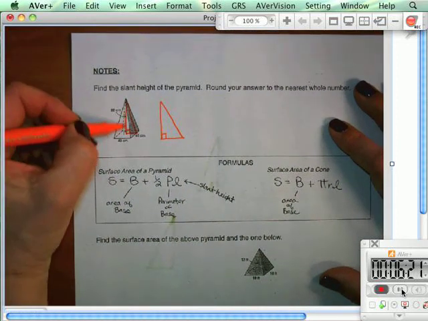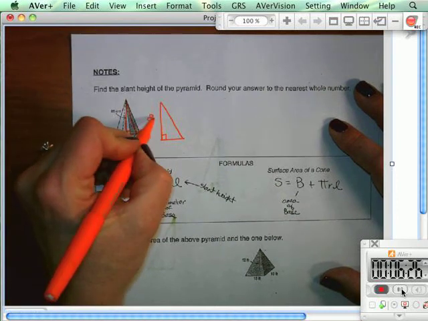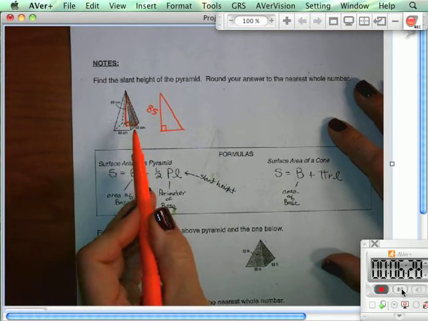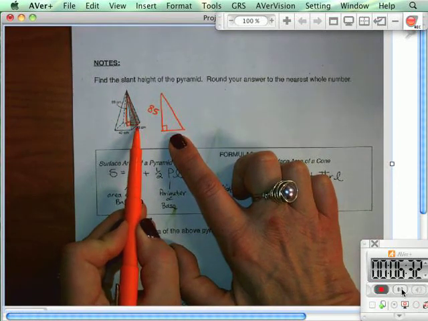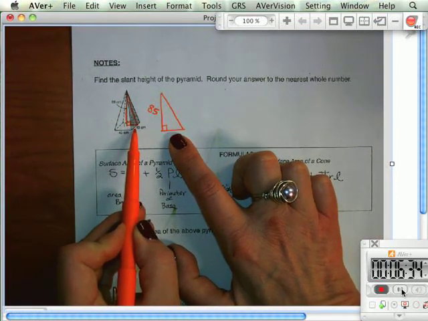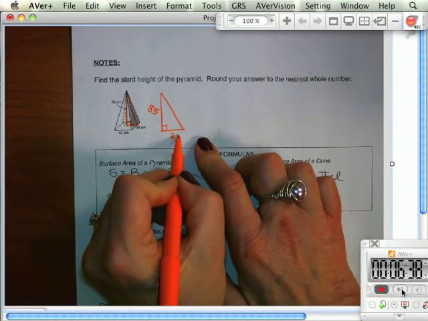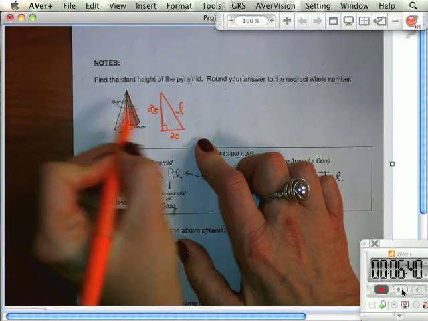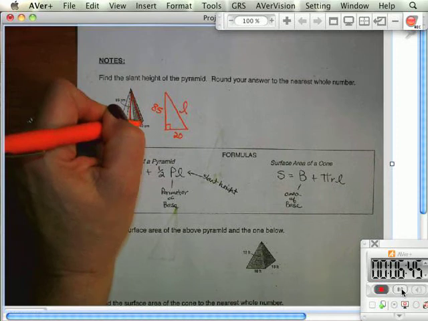How high is this piece? It's 85. Tricky here, be careful. The bottom of this triangle is going to be how long? Yeah, 20. Don't put 40, because it's only half of 40. 20. And I'm looking for the slant height. I need this distance right here. That's what I'm looking for.